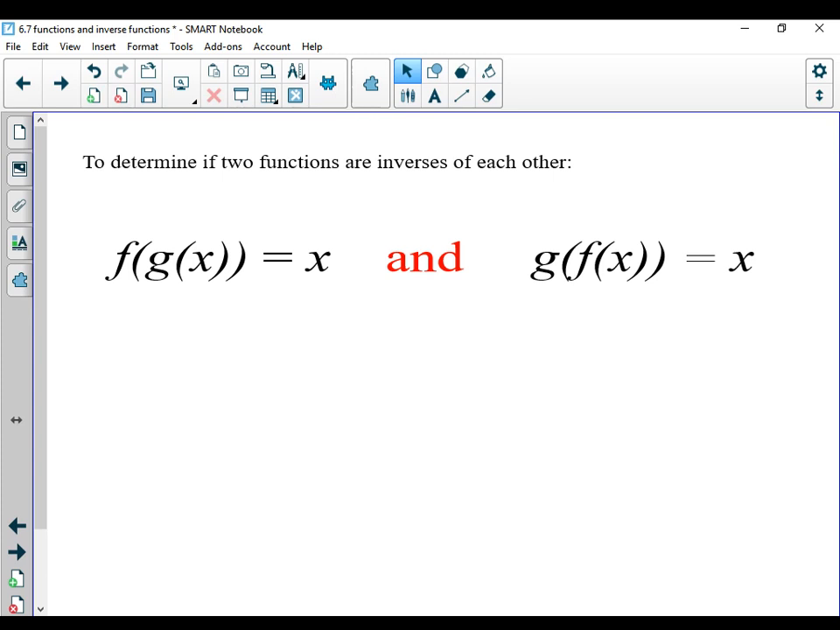Now, in some cases, you might simplify down and they both equal 2 or something. That doesn't mean they're inverses. It has to be x. Even if you simplify and in the end they both equal the same thing, that doesn't mean they're inverses. It has to equal x. Okay? Because remember, they reflect across what? Y equals x. So I can help you remember.